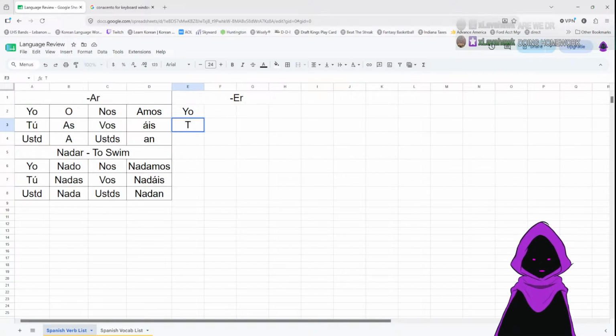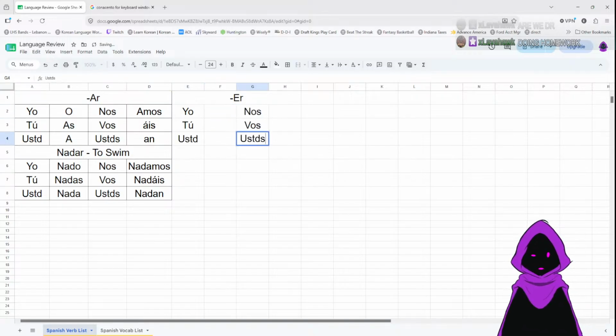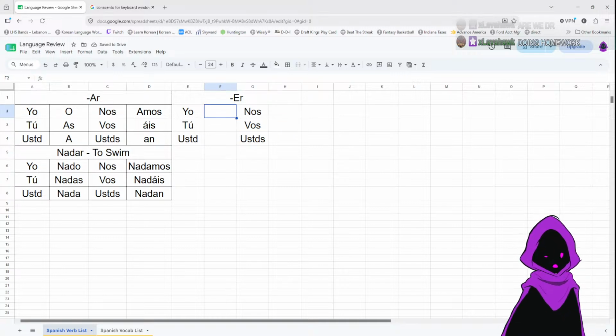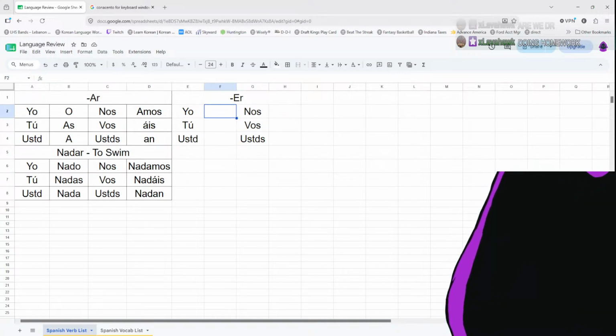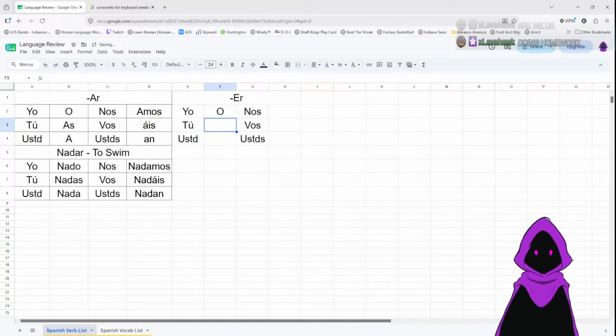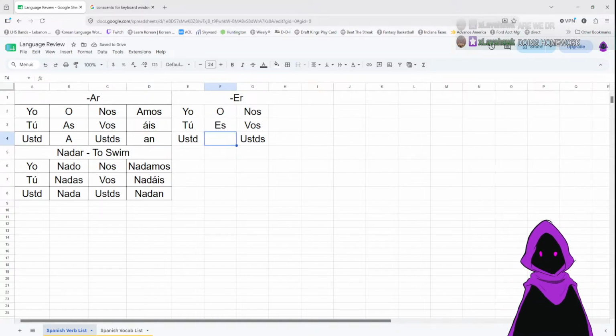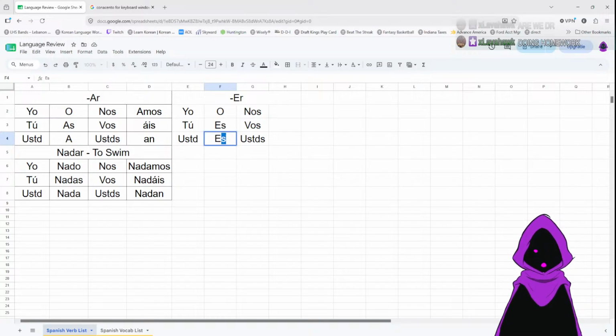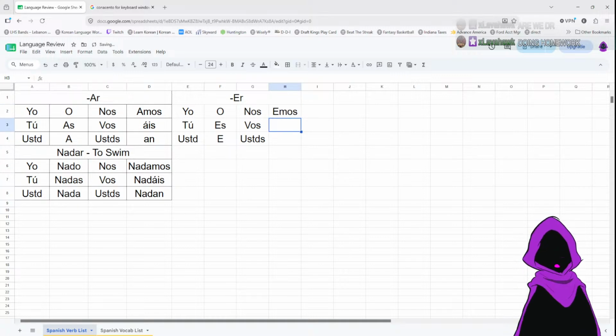So yo is still the O we would add on to replace ER if we're talking about ourselves. Tú becomes S, for talking about if you do something versus I. Then we have the singular for he, she, it, which is E. Nosotros is imos. Then we have éis.